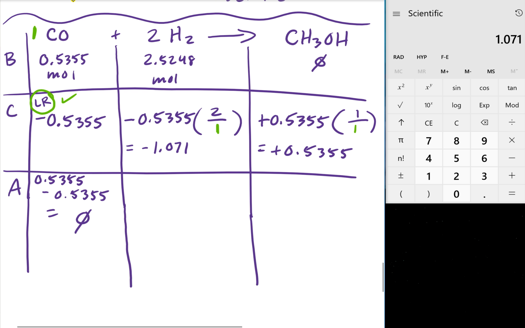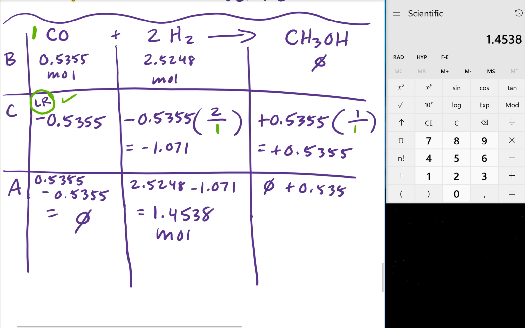The hydrogen is going to be 2.5248 minus 1.071. That gives 1.4538 moles left over, and this one 0. You don't have to show this, but I'm doing this for emphasis. We are making 0.5355 moles of CH3OH.